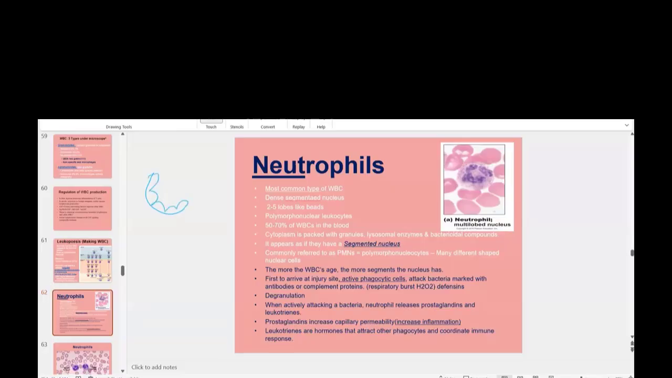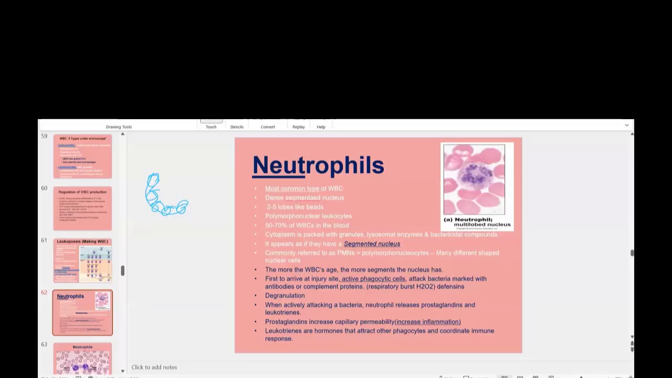Okay, so that would be with beads, like a necklace, like a pearl necklace. It has polymorphonuclear leukocytes. It is called polymorphonuclear because the nucleus is segmented, it looks like different segments. They make up 50 to 70% of WBCs in the blood, and the cytoplasm is packed with granules, lysosomal enzymes and bactericidal compounds.